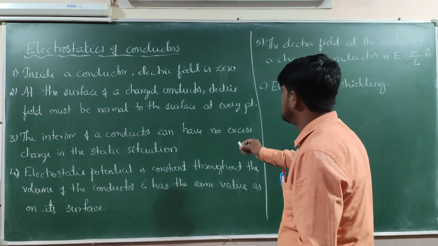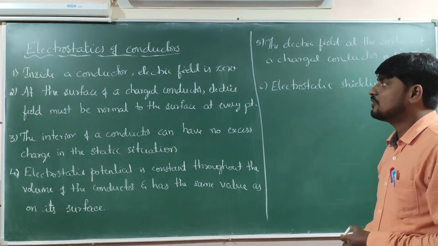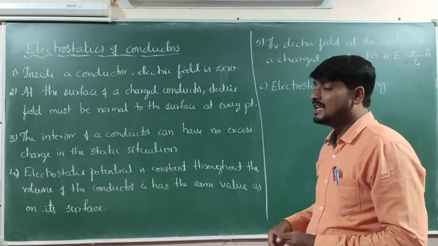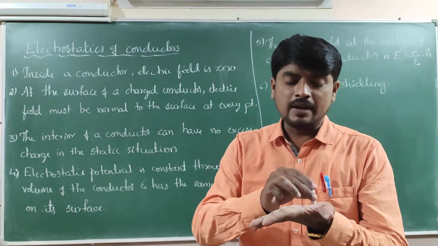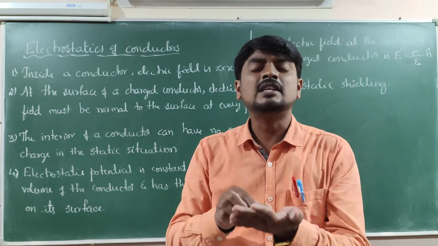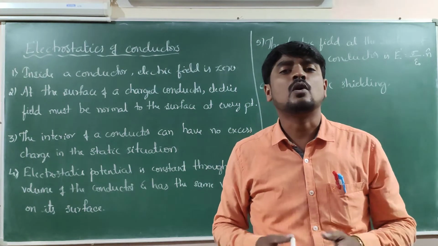Then, let's go to the second point. At the surface of a charged conductor, electric field must be normal to the surface at every point. They say here, if this is the body, at every point the electric field must be normal to the surface, always perpendicular to the surface. If it is not perpendicular to the surface, then what would happen?